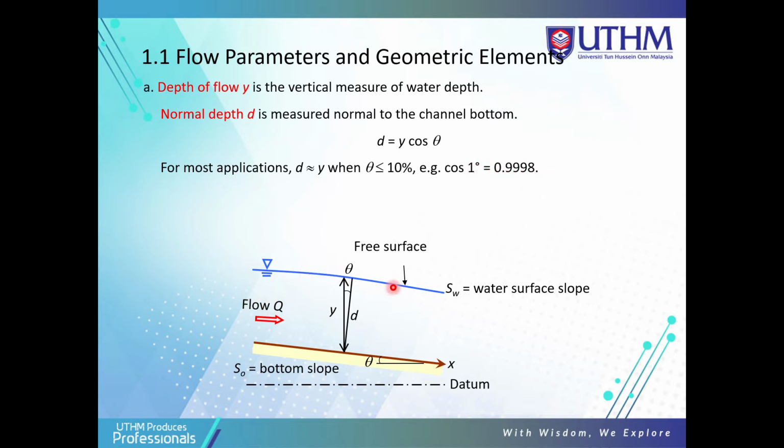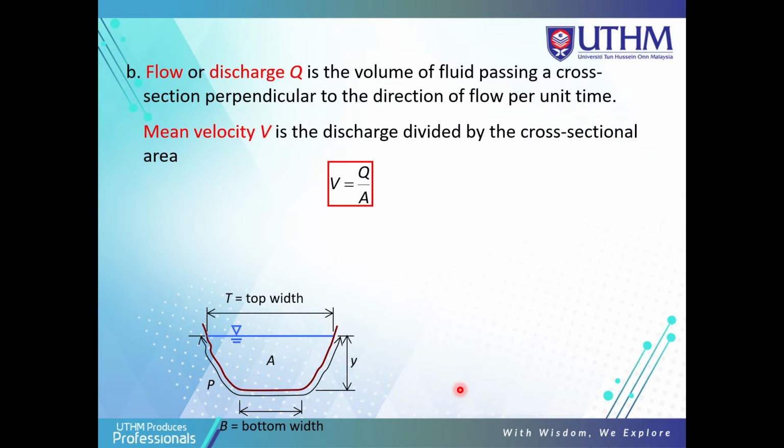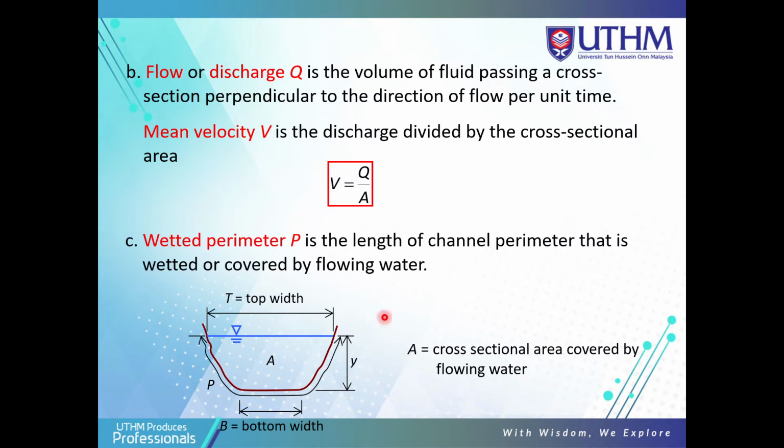Okay, actually this is the concept for the water surface slope and the water level here, the free surface, and we have the bottom slope here. Now we look at the flow or discharge. Q is the volume of fluid passing across a section perpendicular to the direction of flow per unit time. So this is the discharge Q.